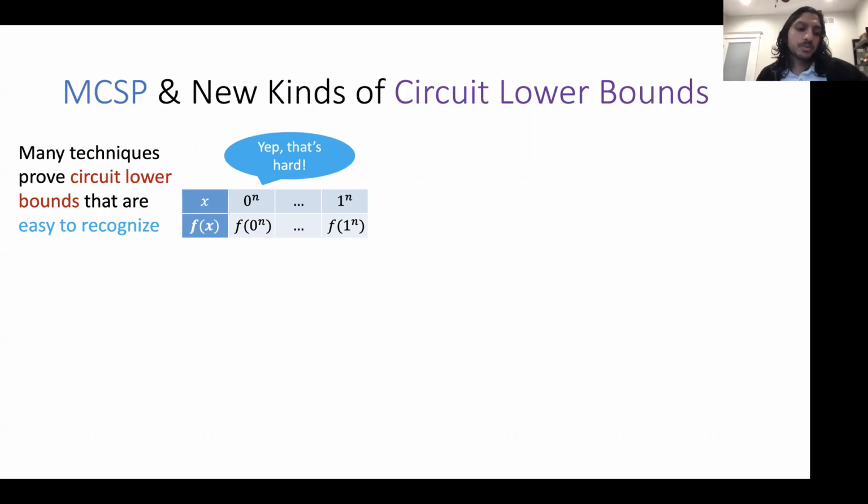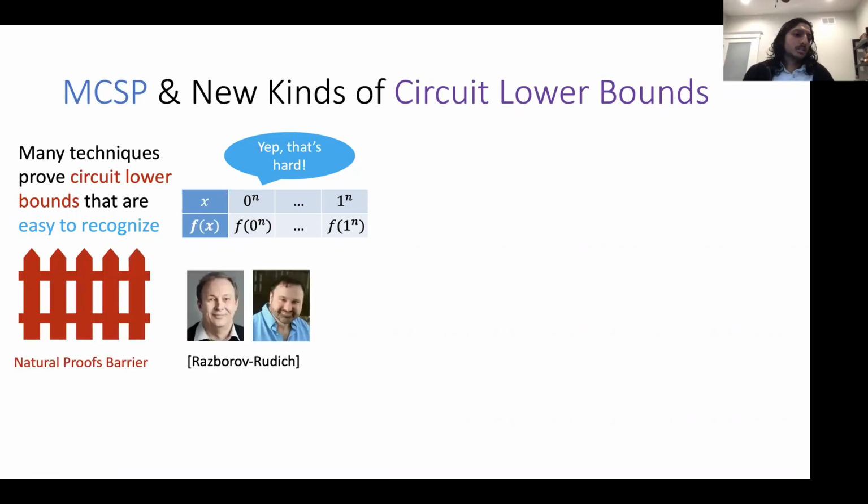As an example, if you look at the random restrictions approach to proving lower bounds against AC0, basically what that lower bound can say is: look at this function, see if it simplifies under random restrictions, or does it ever evaluate to a constant under random restrictions? And if it doesn't, it's a hard function. So it's like in polynomial time, given the truth table, you can check that it's a hard function. And this is very closely related to the natural proofs barrier of Razborov and Rudich.